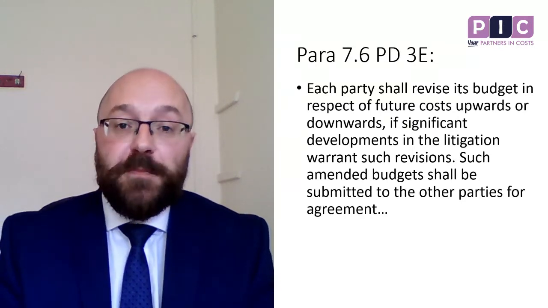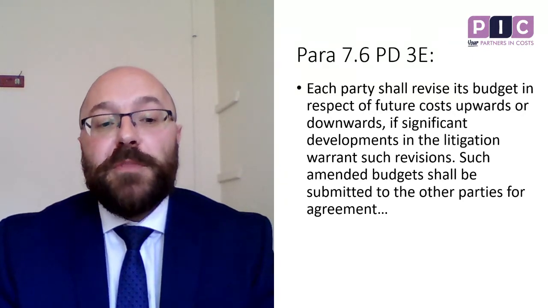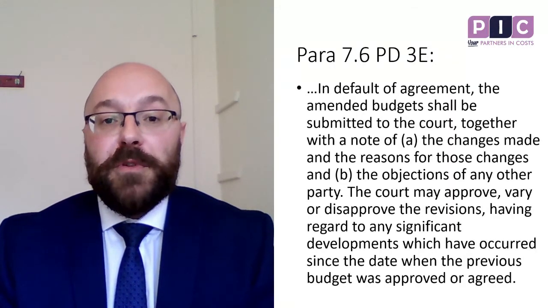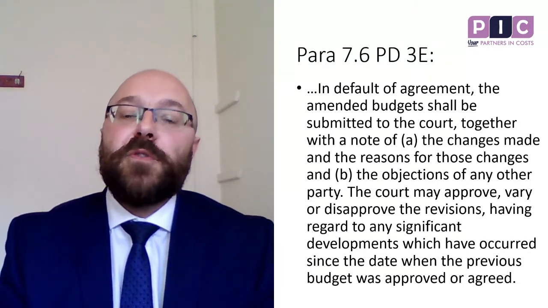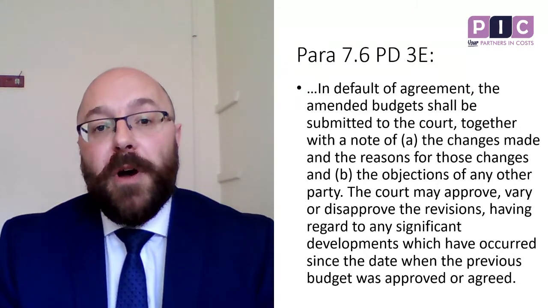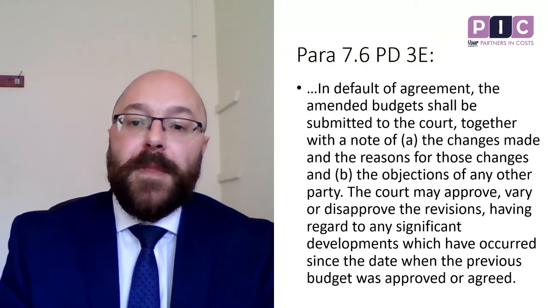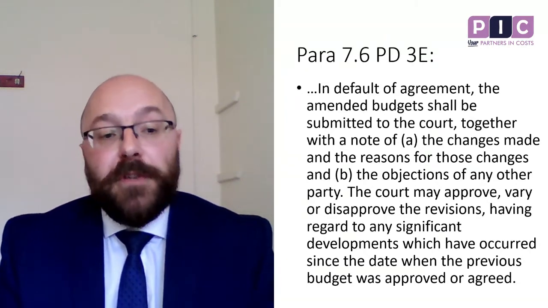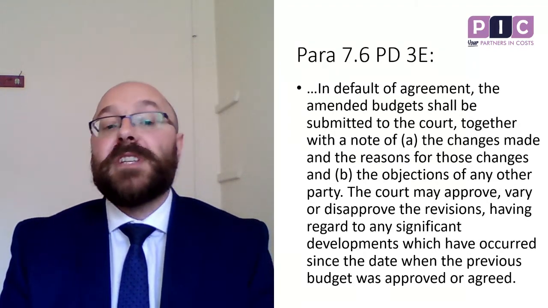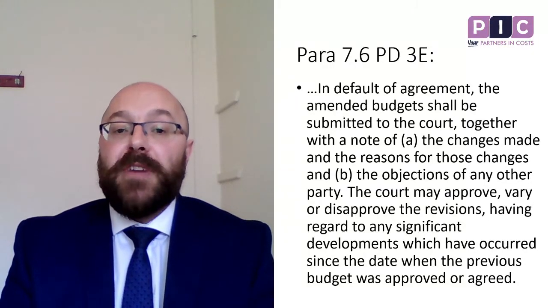Another point to flag up at this point, even though we're very early in this video series, is that the amended budget should be submitted to the other parties for agreement. If you want to vary your budget, again, it's necessary to send it to the opposing party before you actually ask the court to make a determination on it. Only if the parties between them can't agree the revision should it then be sent to the court. Paragraph 7.6 of PD3E goes on to say that in default of agreement, the amended budget shall be submitted to the court together with a note of A, the changes made and the reasons for those changes, and B, the objections of any other party.